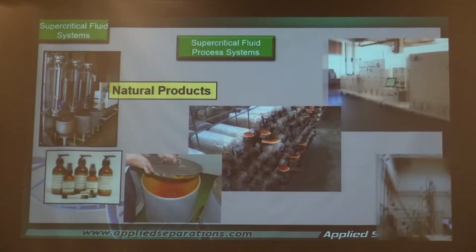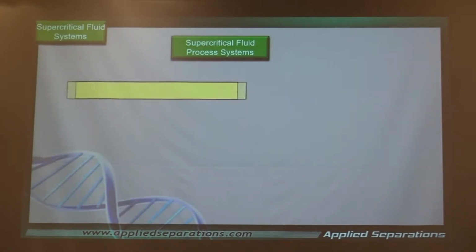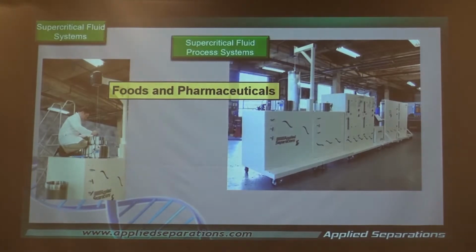Natural products, we've talked about this morning, and I will talk about this in the next session, after the break. But here are many examples of the different areas where supercritical fluids are used. Natural products, foods and pharmaceuticals. These are some of the pieces, but I will use examples of our equipment here, but I don't want to go into it in any great detail. But I will use these as various examples that I give you.